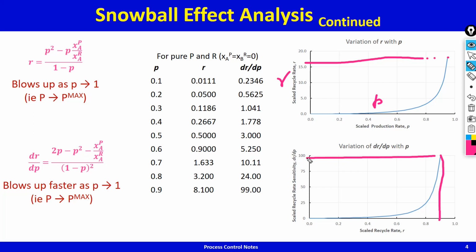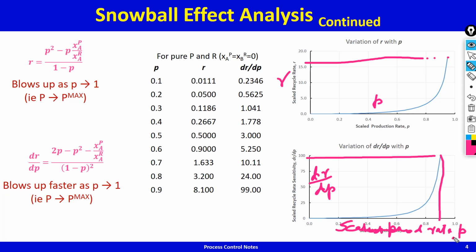Okay, so the sensitivity dR by dP, or the percentage change in recycle per unit change in production rate, is extremely sensitive. This axis is wrong. This is scaled production rate P. So as production rate is increased, dR by dP increases and it blows up much faster than R itself. Now what are the consequences?